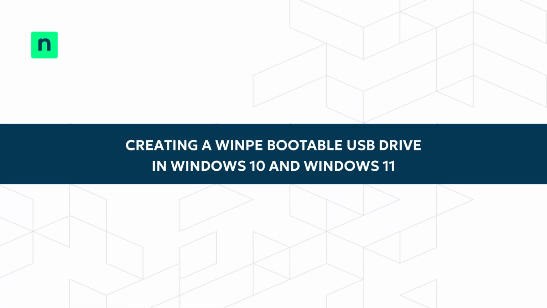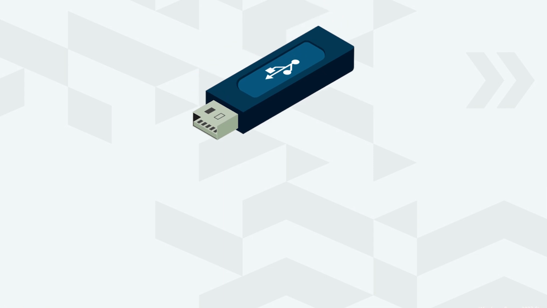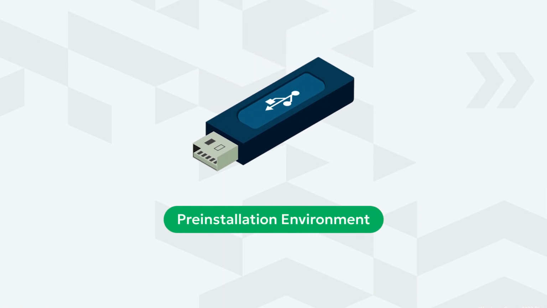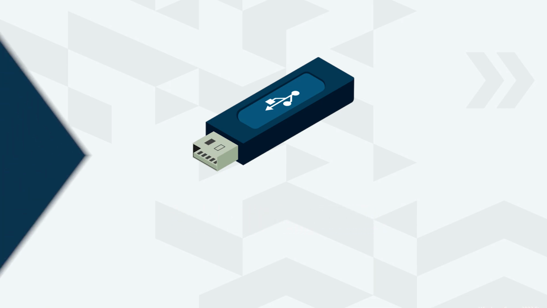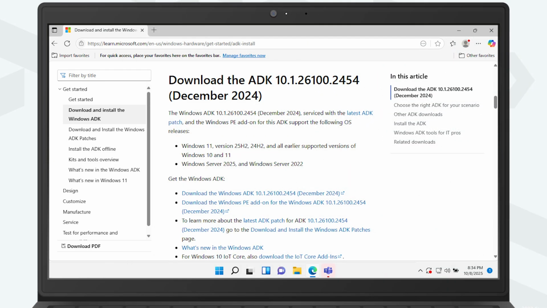Creating a WinPE bootable USB drive in Windows 10 and Windows 11. First, you'll need a USB drive to install Windows PE. This process will erase everything on the drive, so back up any important files beforehand. The USB should have enough storage to accommodate Windows PE and any additional files you plan to access while using the pre-installation environment. The next thing you'll need to do is install the Windows Assessment and Deployment Kit.